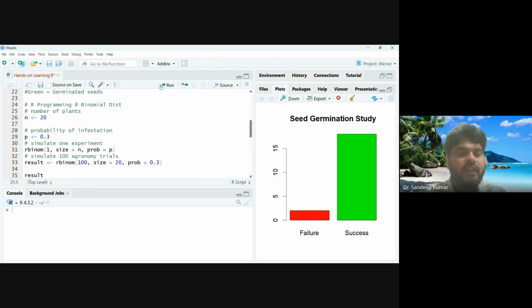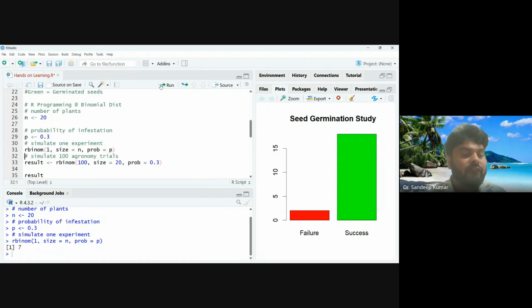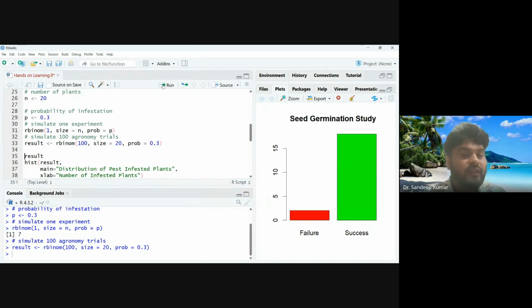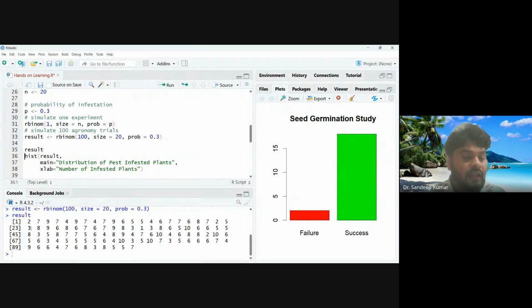So n equal to 20 and p equal to 0.3, rbinom gives 7, because here r means random variable. Here it is a random experiment, and in each simulation a different random value occurs. And for result equal to rbinom, this is 100. So in our console, the total number of observations is 100. This is a random variable, because rbinom, here r means random, from the binomial distribution.